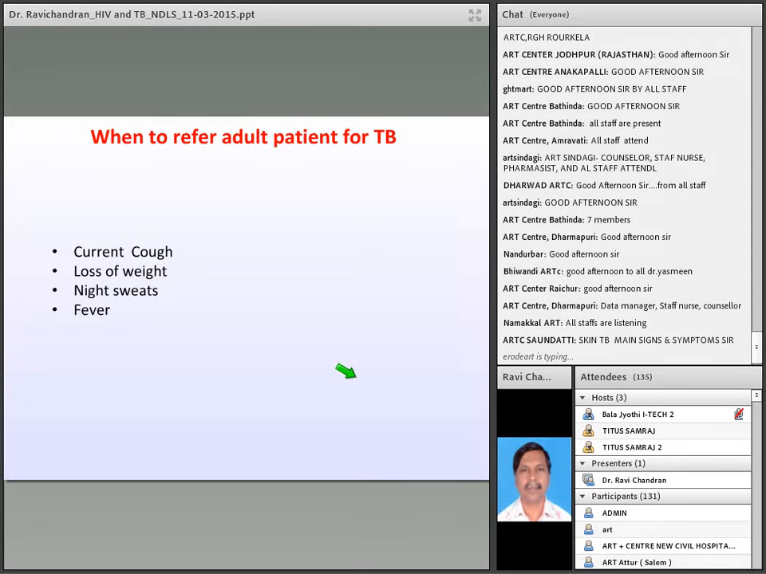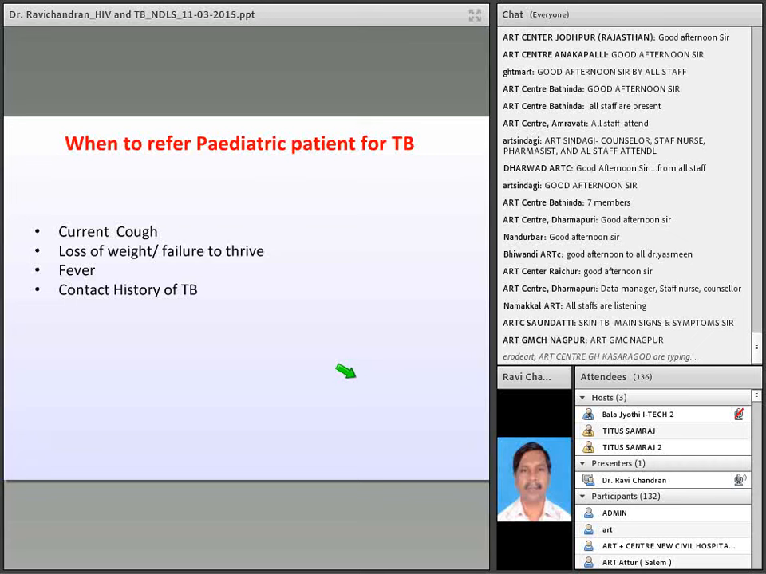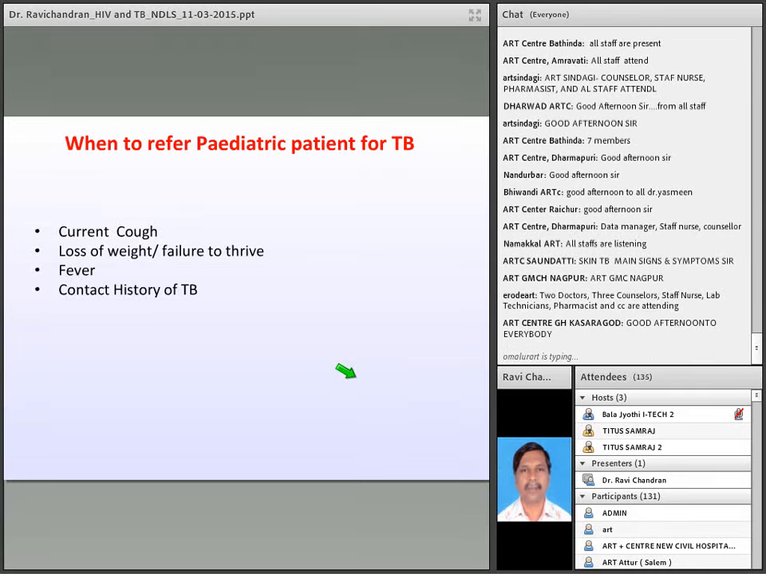In children, there may not be the symptom of night sweats, but there will be recurrent cough, loss of weight or failure to thrive, there will be fever, and there will be a history of contact with tuberculous patients. Night sweats are not usually seen in pediatric patients.